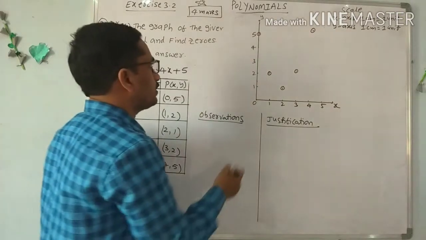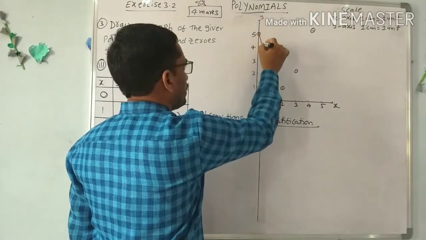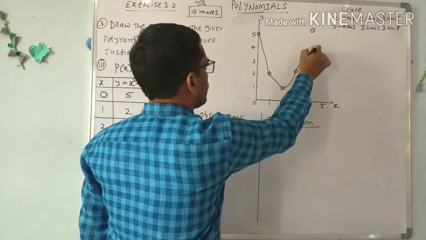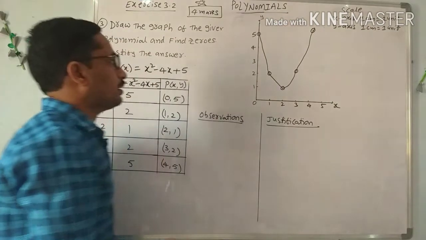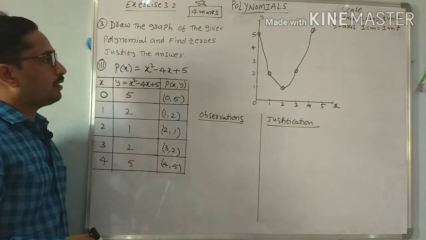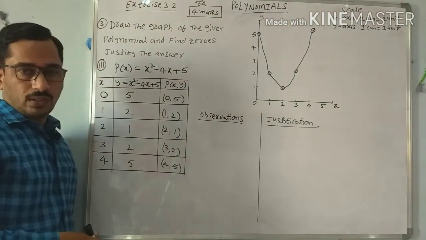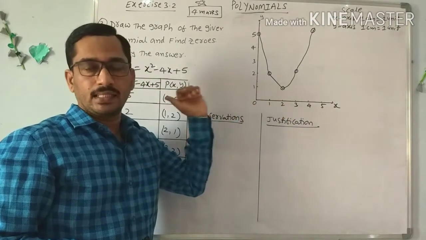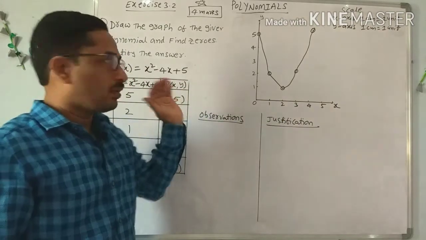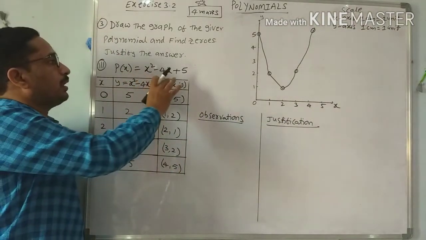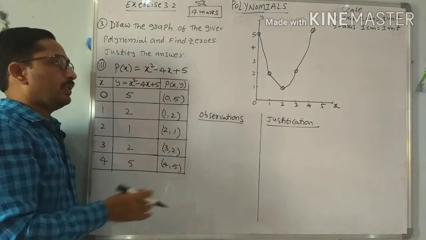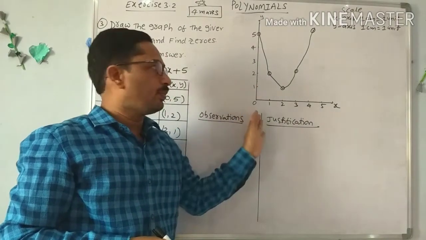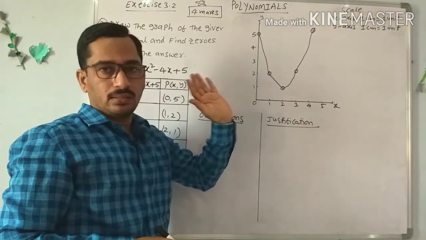Now join the 5 points with a free hand. First point, second point, third point, fourth point and the fifth point. So this is the curve, quadratic polynomial curve. So what you observe from the curve? This does not intersect or touch the x-axis at any point. A quadratic polynomial has at most 2 zeros, but in this graph it does not touch the x-axis at any point, means it has no real zeros.